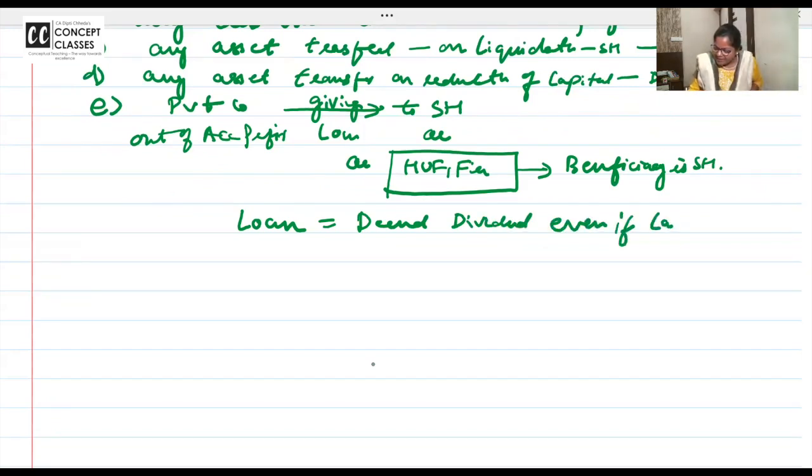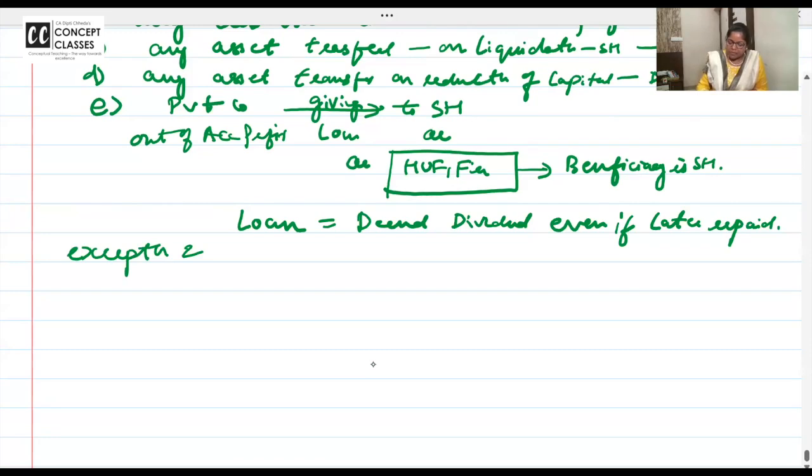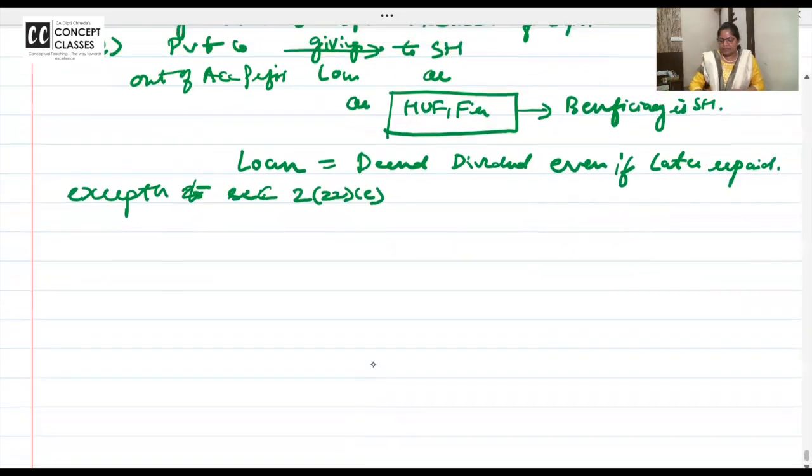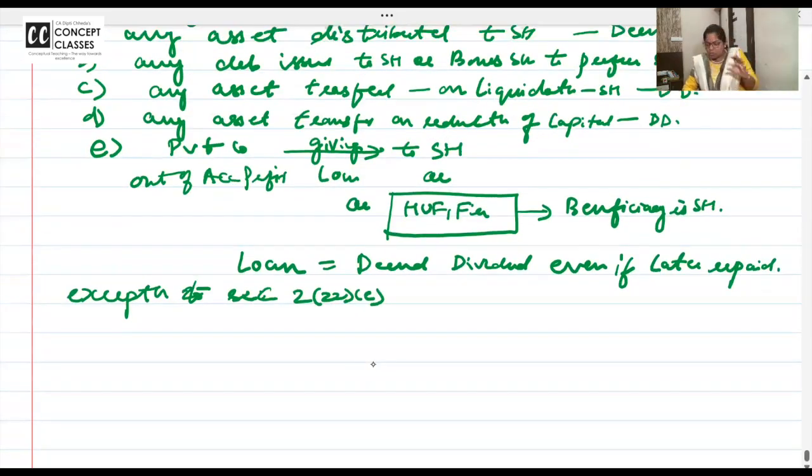Even if this loan is later repaid. Ma'am, accumulated profit में से private company gave the loan to shareholders but they have repaid. Still, it is deemed dividend. The only case it will not be deemed dividend is the exception to section 222 clause E.